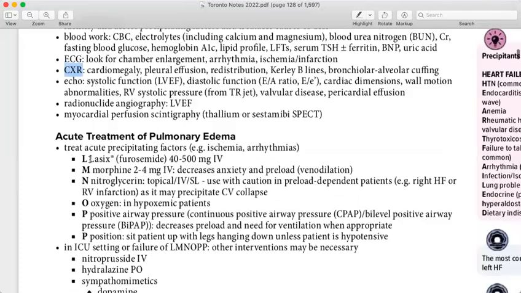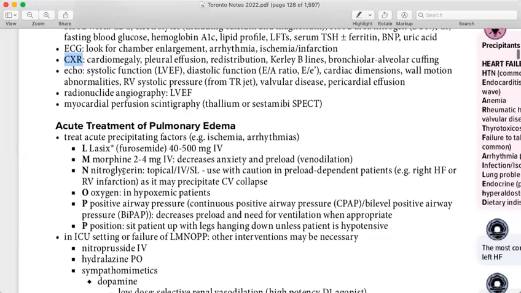So we are going to start with the LMNOP. So treat acute exacerbating factors, starting with the position. As it's written as LMNOP, but still we start with the position, BiPAP, oxygen, nitroglycerin, morphine, and then Lasix. Because position is something we can do without needing anything else. So just doing the sit position, sit the patient up with the legs hanging down unless the patient is hypotensive.